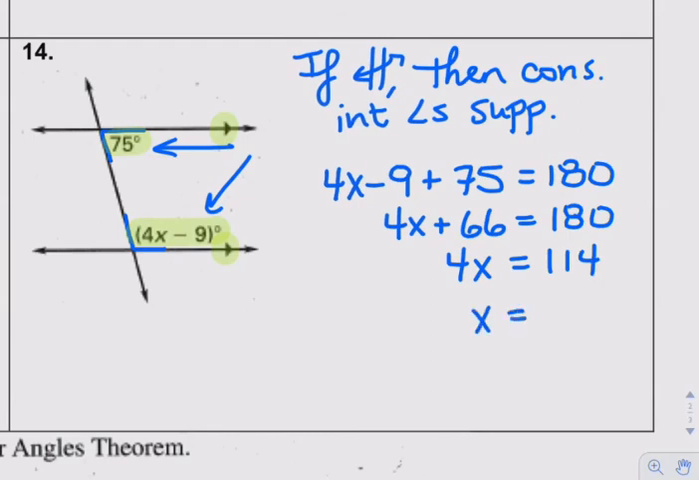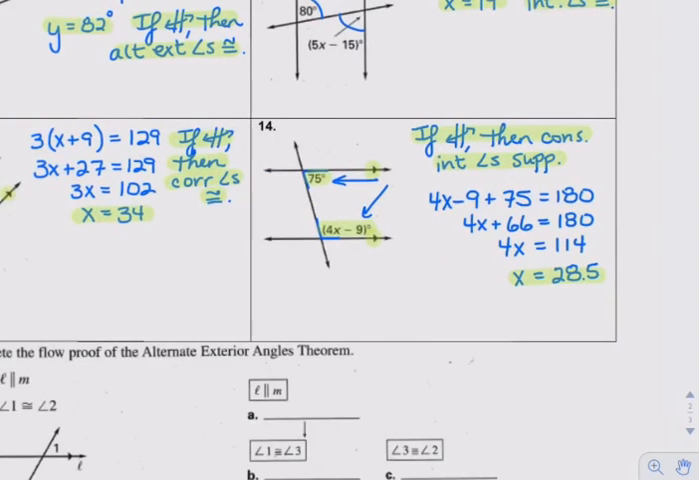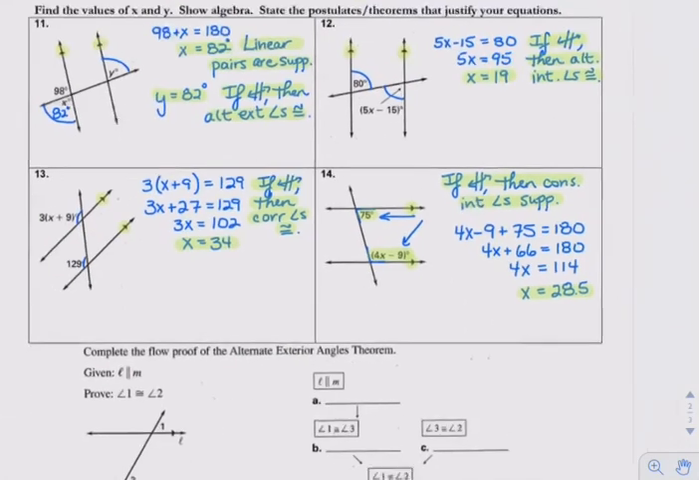And I think that goes in 28.5. Let's see, 112 plus 2 is 114. Yep. Okay, that goes in 28.5 times. With the justification, if parallel lines are cut by a transversal, then consecutive interior angles are supplementary.